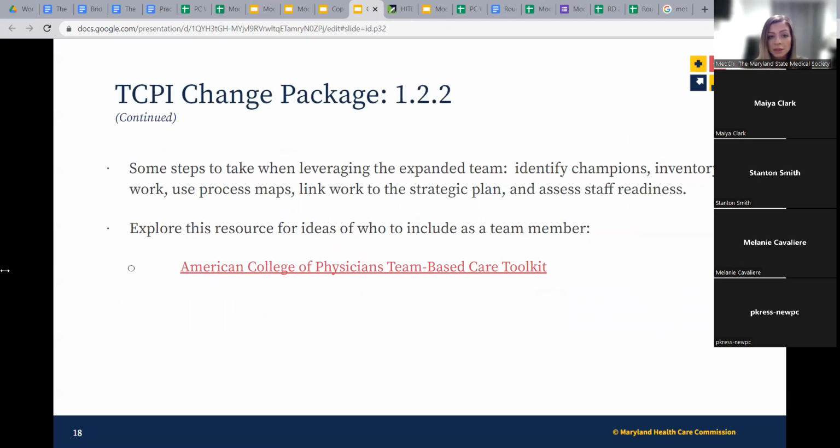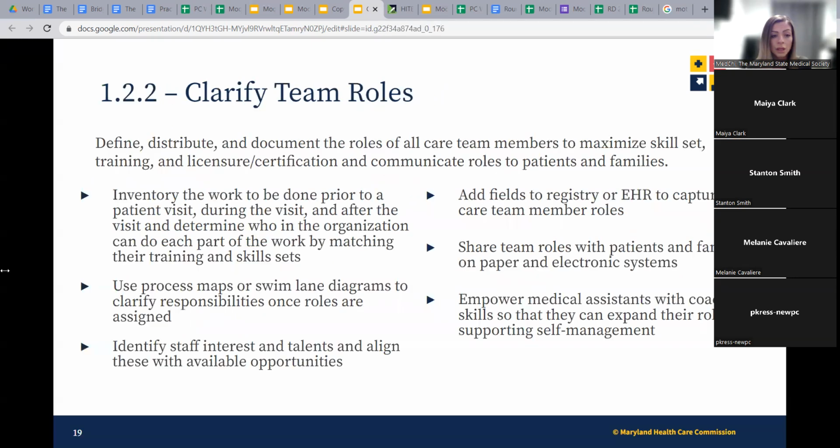They can also develop a medication care plan for your patients. And some steps that you can take when leveraging the expanded team are to identify your champions, inventory the work, process mapping, link work to the strategic plan, and assess staff for readiness. The toolkit included on this slide will help identify who to include as a team member.